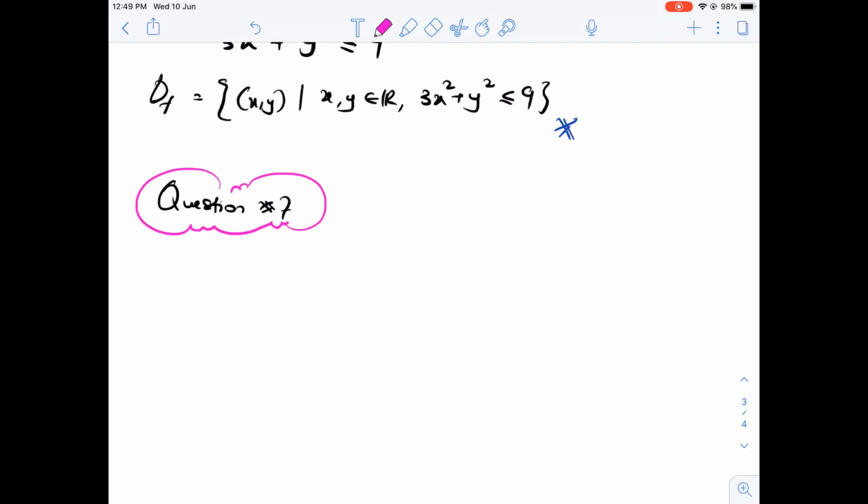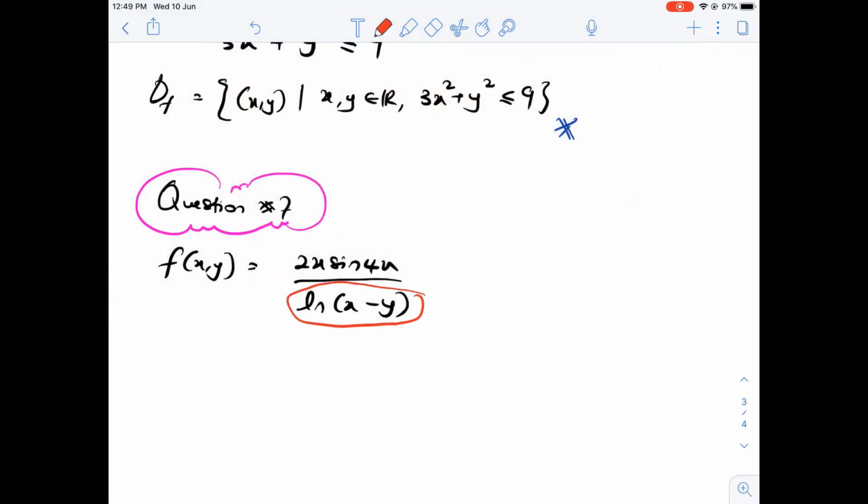Okay, we have a fraction. So f(x,y) equals 2x sin 4x over ln(x - y). Again, we know that the denominator cannot be equal to 0.